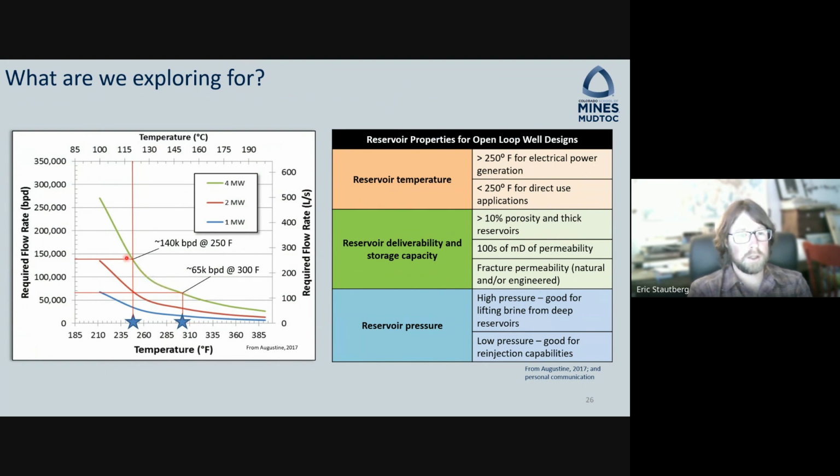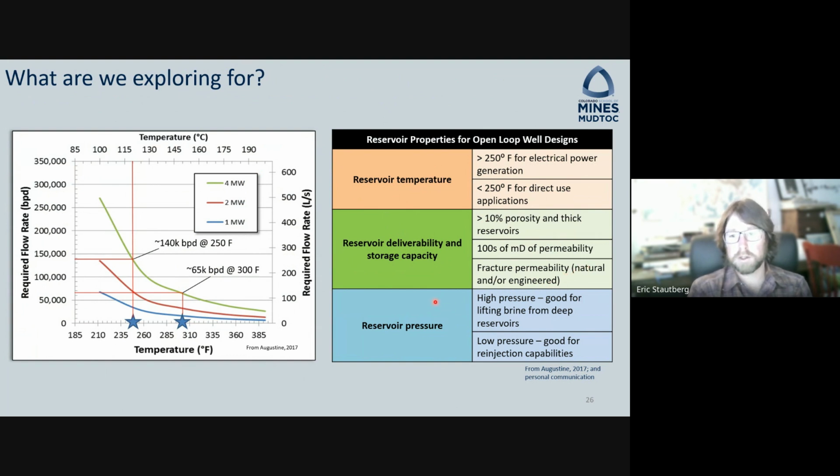And as you decrease the temperature, let's say to 250 degrees Fahrenheit, you need over twice as much to produce the same amount of electricity. So temperature really drives efficiency here. But regardless, you still need a lot of hot water, hot brine, to make electricity. So in order to do that, of course, we need high temperatures. 250 degrees is about the minimum cutoff, depending on different variables and input parameters with these power plants and reservoirs. Of course, we need reservoir deliverability and storage capacity. So, high porosity reservoirs that are thick with hundreds of millidarcies of permeability to get these flow rates, and of course, fracture permeability, whether that's natural or engineered.